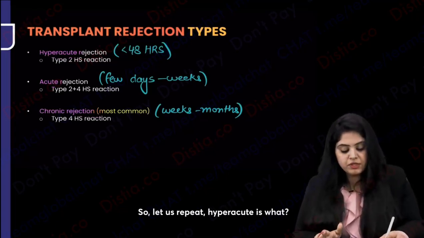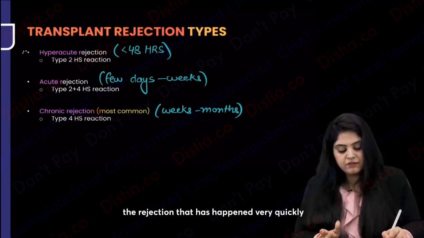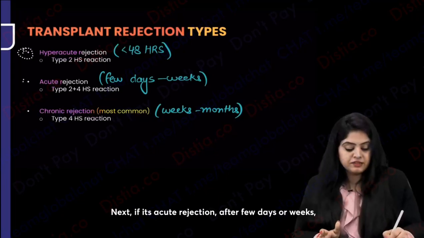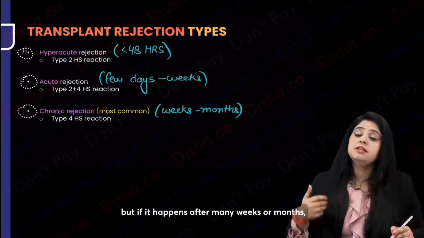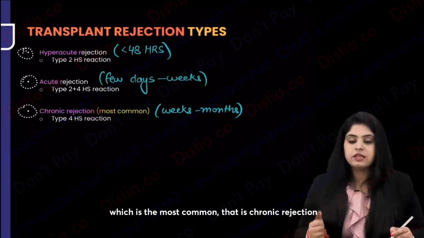So let us repeat. Hyperacute is what? Hyperacute is the rejection that has happened very, very quickly, within the first 48 hours. Next, acute rejection is after a few days or weeks, but if it happens after many weeks or months, she has friend zoned you and rejected you, which is the most common, that is chronic rejection.